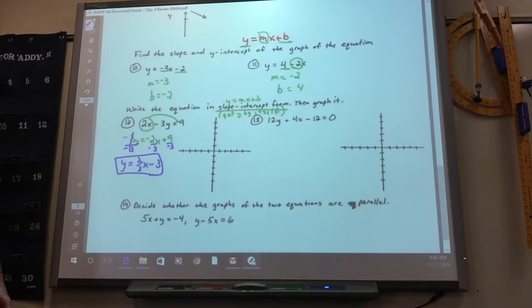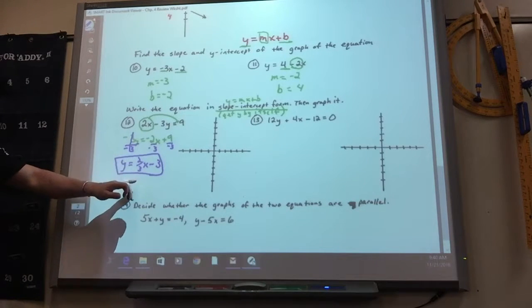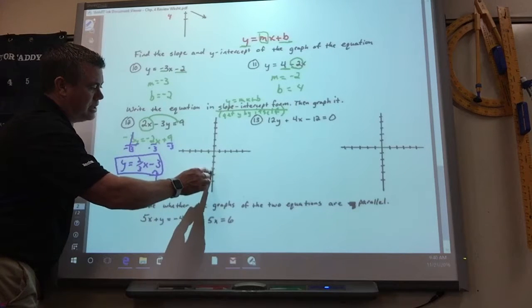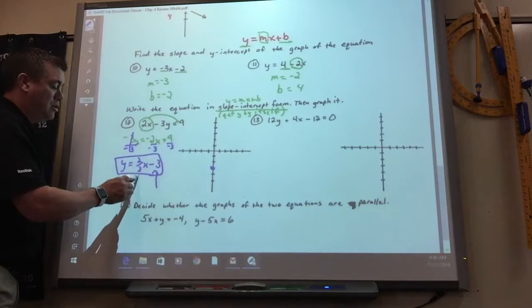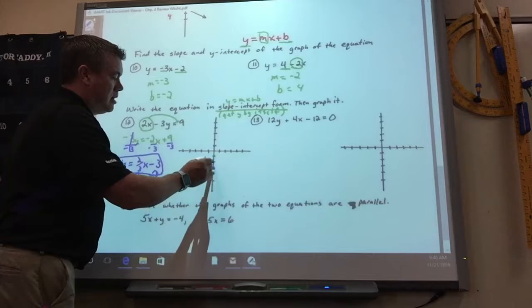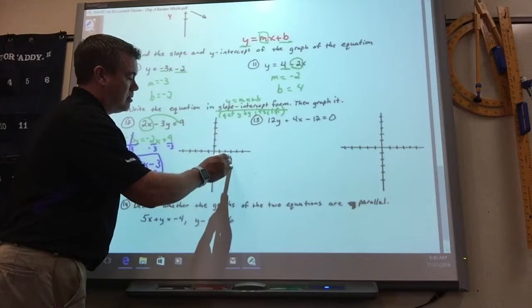Then you got to graph it. Remember how to graph these? Start at the y-intercept, 1, 2, 3, negative 3. And from there, you do the slope. Rise 2, run 3. Up 2, 1, 2, 3.